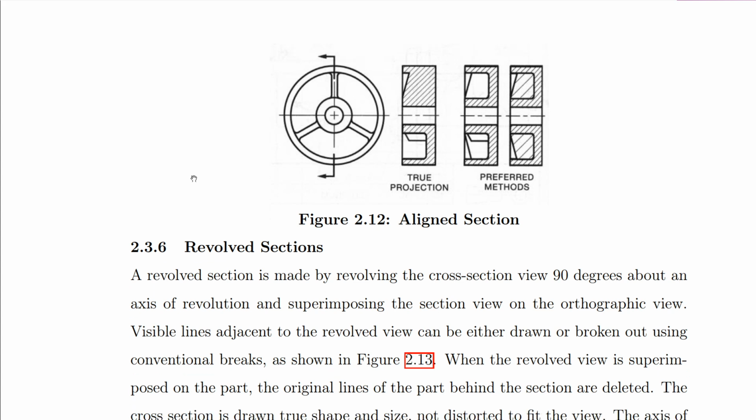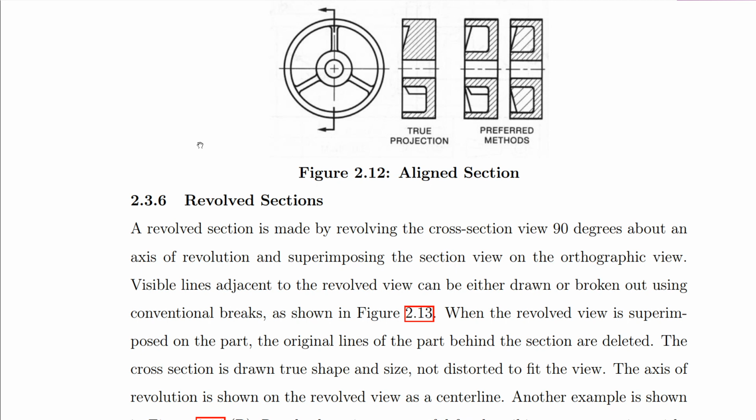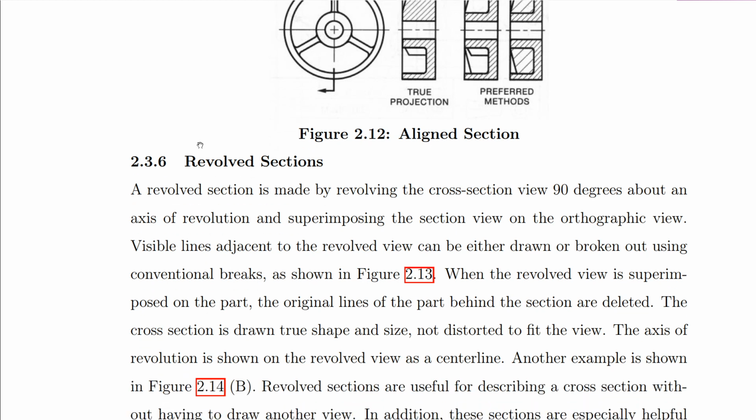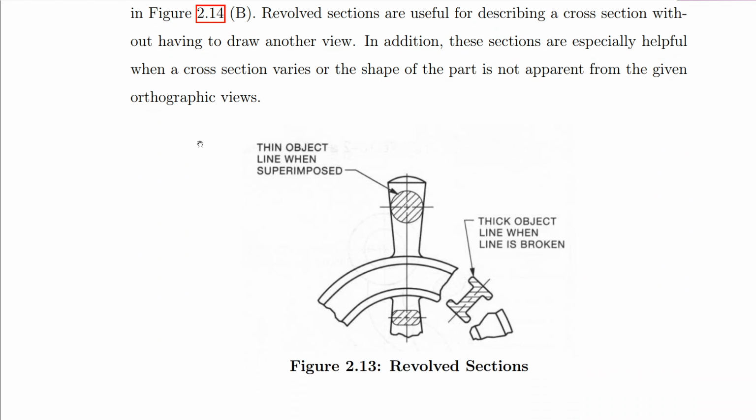Now let's go to revolved sections. A revolved section is made by revolving the cross-section view 90 degrees about an axis of revolution and superimposing the section view on the orthographic view. So let's look at this one here. This is a shape, and this component has different cross sections. Let's say we have the orthographic projection of a view like this.